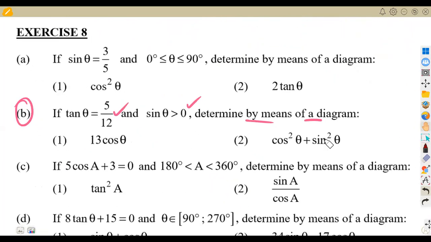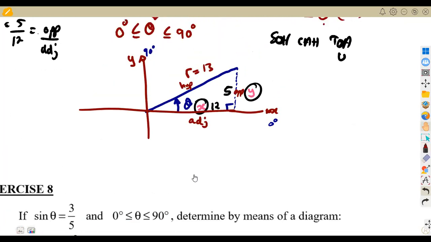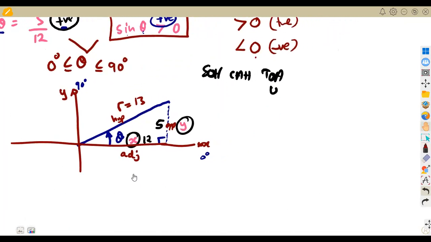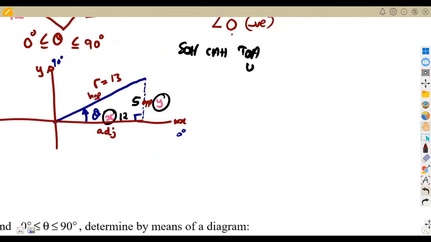So the question on number 1 was to determine by means of a diagram the value of 13 cos theta. All right, so you need to find the value of 13 cos theta. We now have our diagram and everything relevant that is important. So the value of 13 cos theta. Remember the value of cos in this case. How are we going to take our cos? So that is 13 times cos theta. Remember that is the adjacent over the hypotenuse.